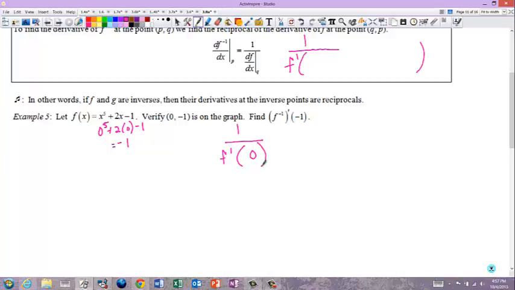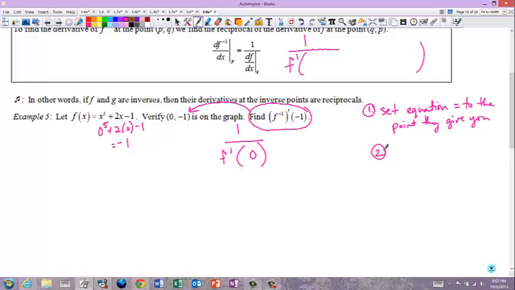So how can I say that? Alright, this is what you do. Step 1. Usually they just give you this and they don't give you that part. You set the equation equal to the point they give you. Then do 1 over the derivative at the x value you just solved for.